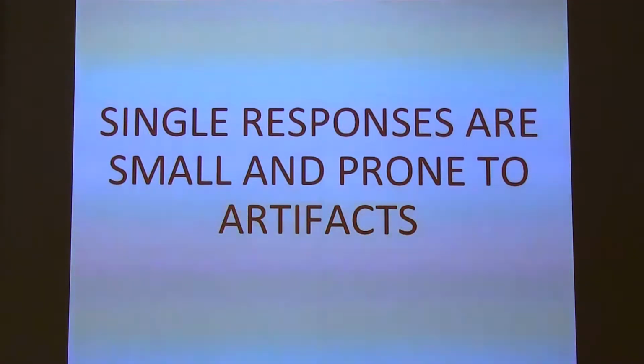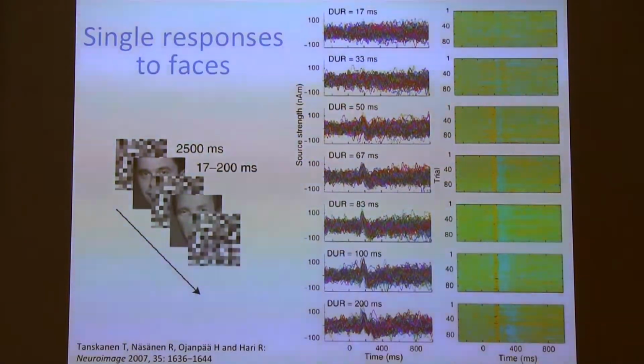Okay, so then single-trial responses, evoked responses, they are very small and prone to artifacts. I presented this earlier, these responses that were averaged, but we would like to, in many cases, look also at the single-trial responses. Here is just an example of how the responses look like to phases that are presented for different durations, starting from 17 to 200 milliseconds, and then a mask phase is coming, and these are single-trial responses time locked to the onset of the stimulus.